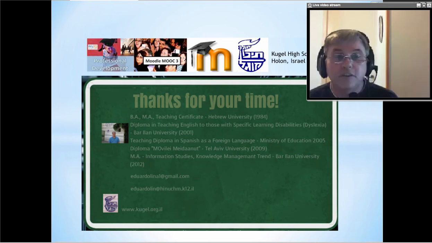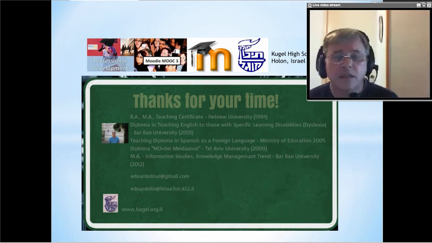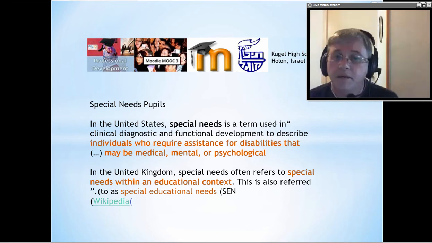This is it. And as you could see, the school is a European school located in Holon. Holon is the city just next to Tel Aviv. And we accept students from the neighborhood where the school is located. We are not a selective school, so in our school we have everything, anything that you might want to think of.